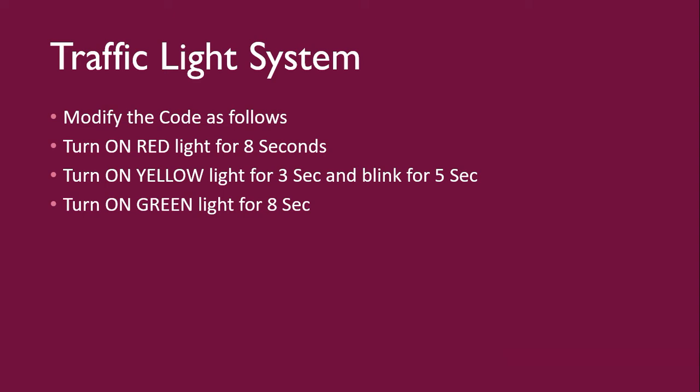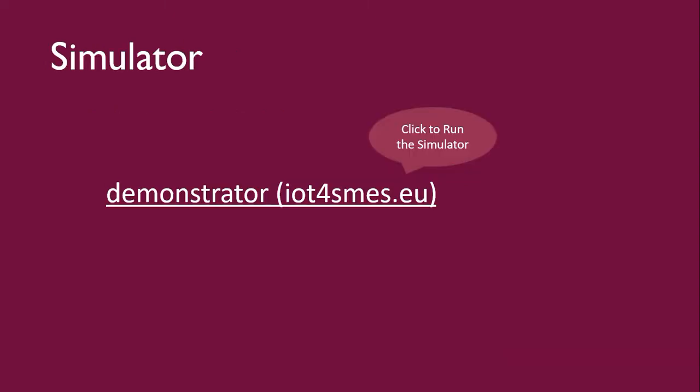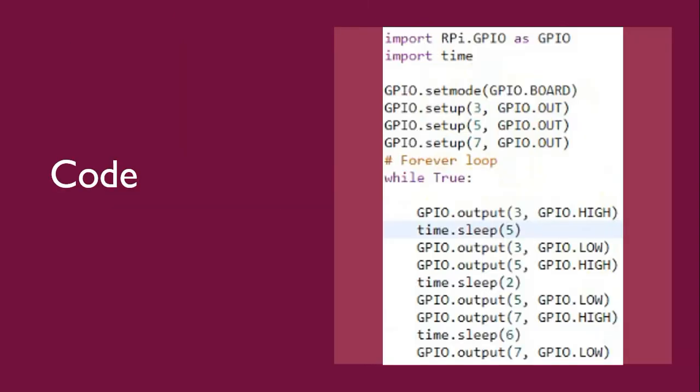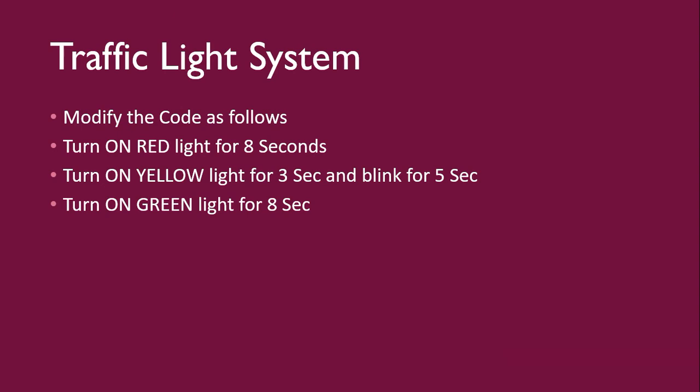So you modify the code, you see. First implement the basic code like this. Say this is the basic code for the traffic light system. Once it's working properly, then this is the modification you implement. Turn on red light for 8 seconds, then turn on yellow light for 3 seconds and blink for 5 seconds. And then turn on the green light for 8 seconds.